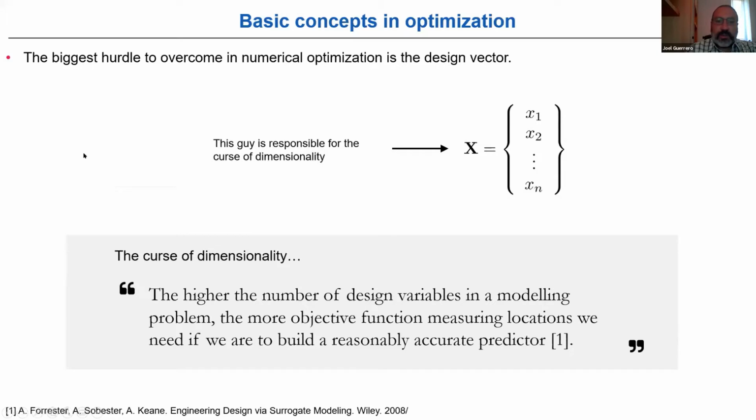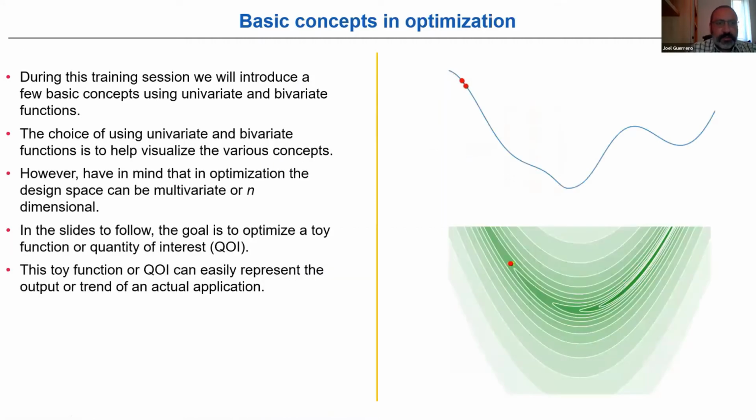I want to say something about this cell here, the design vector, because this is the one responsible for all the problems that we have in optimization. This is responsible for what is known in optimization as the curse of dimensionality. The larger this vector is, the more function evaluations you need to do to construct a good predictor or to find your optimal value. To avoid that, there are some other methods. Probably you have heard about the adjoint. There are many ways to do optimization. Here we're going to talk about search methods. Let me also introduce now some basic concepts. These figures will be 1D, 2D figures.